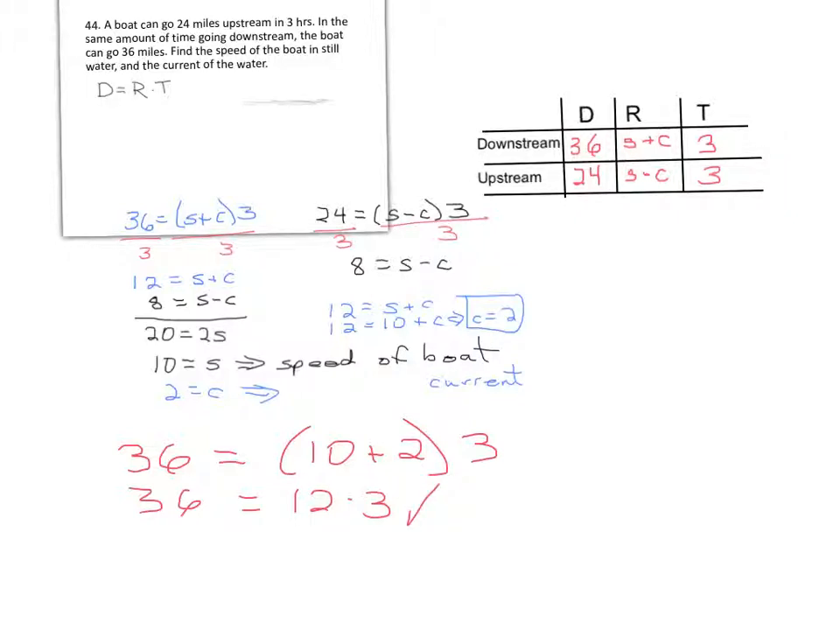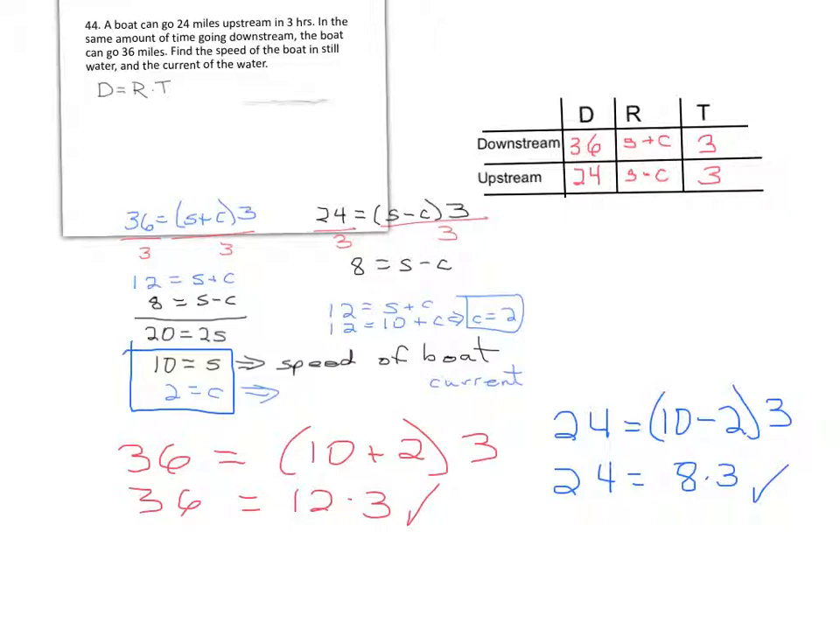Now let's check the other case for upstream. Does 24 equal S minus C times 3, which is time? So 24 would have to equal 8 times 3, and it does. So that means these numbers are correct for the speed of the boat and the current.